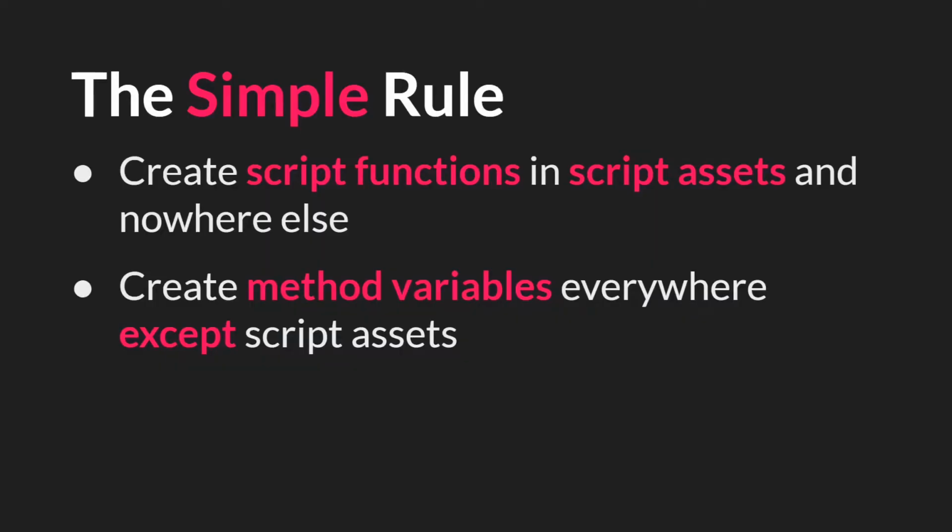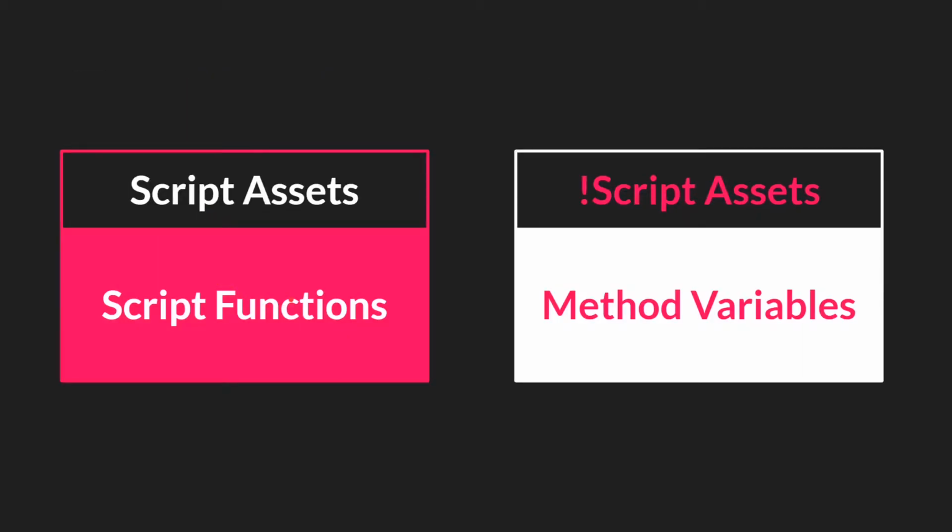So now I'm just going to give you a very simple rule. You should create script functions in script assets and nowhere else, and you should create method variables everywhere except script assets. Script assets get script functions, not a script asset, method variables. And really, it pretty much is as simple as this. If you follow these rules, you will be fine 99.9% of the time or more. But now let's talk about why this is the case.